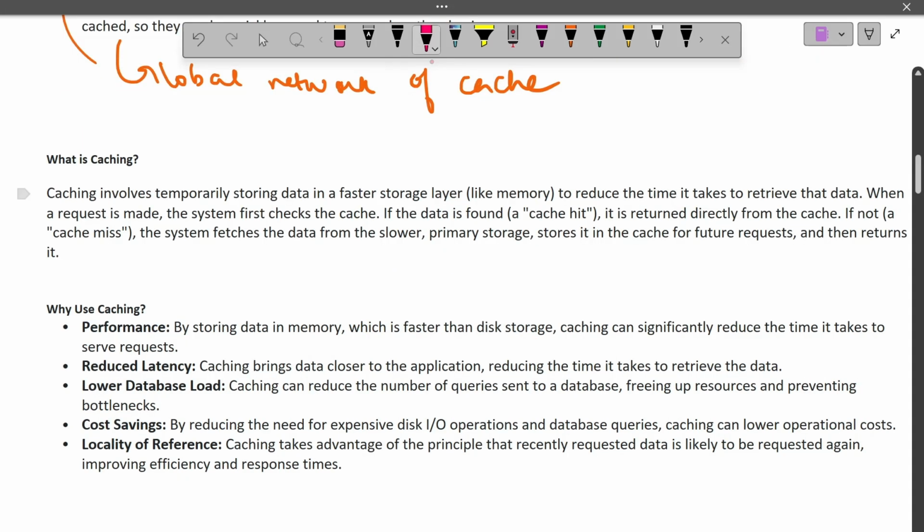Coming to the formal definition of caching, it involves temporarily storing data in faster storage to reduce the time taken to retrieve the data. And it also talks about if a data is found in the cache, then we call it a cache hit. And if it is not, we call it a cache miss.